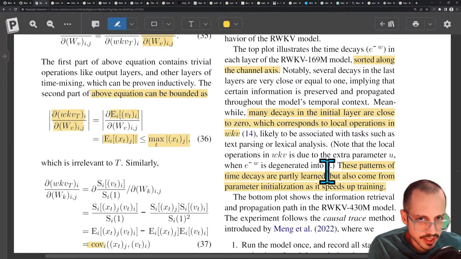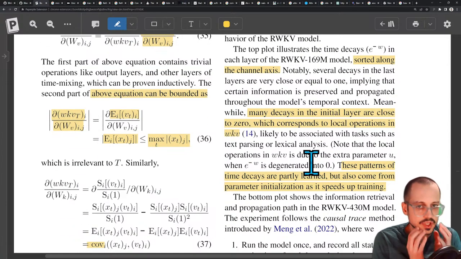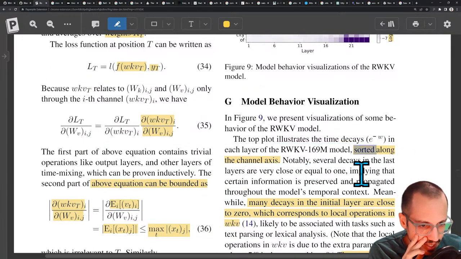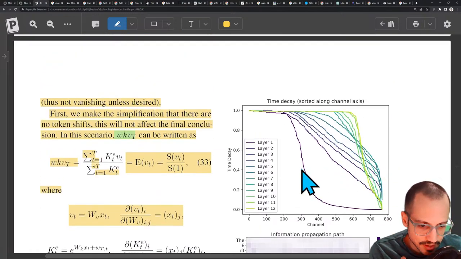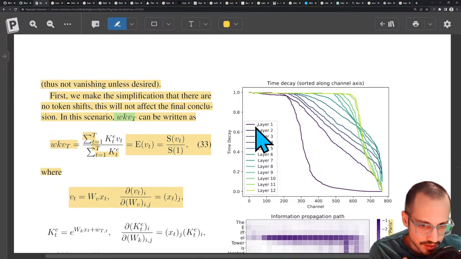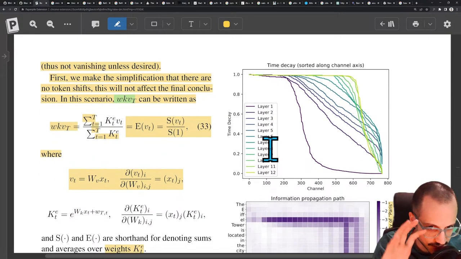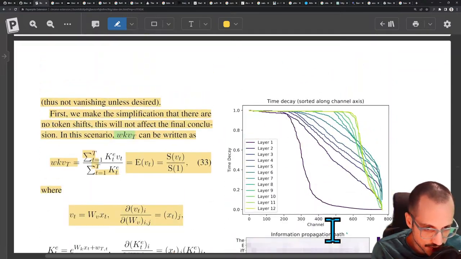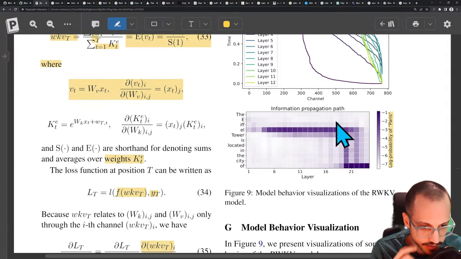So maybe there's some kind of notion of hierarchy going on here. I don't know what they mean by sorted. That's another thing. I don't know if it literally is, like, these are unordered, right? Normally layer two doesn't actually mean exactly layer two. You know what I'm saying? What does the word sorted mean: that this is actually the way the information is, or that they sorted it in order to make you see this plot?